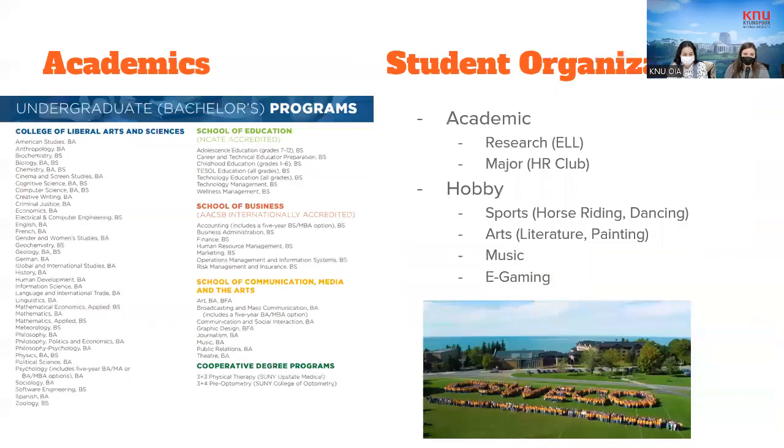All right. And the next I'm going to talk about is academics and student organizations at my university. So in my university for academics, we have five different sections, and mainly you guys would be interested in the four of them for undergraduate programs, which are the College of Liberal Arts and Sciences, and then the School of Education, School of Business, School of Communication, Media, and the Arts. So each of these pretty much house each major that are offered in my university. And from each major, you are able to take courses related to that major.